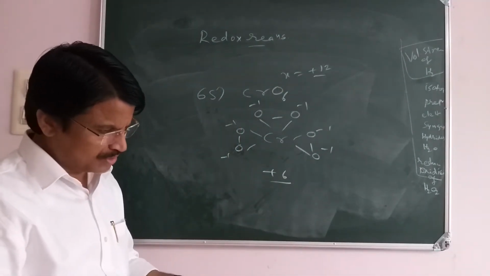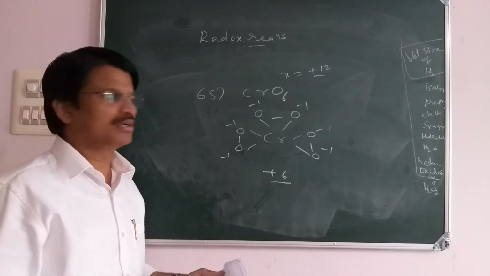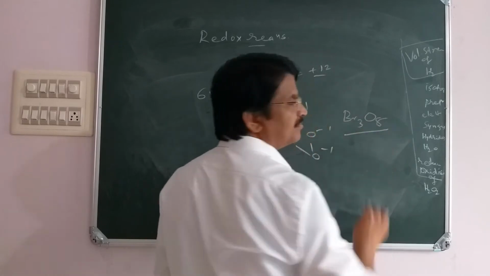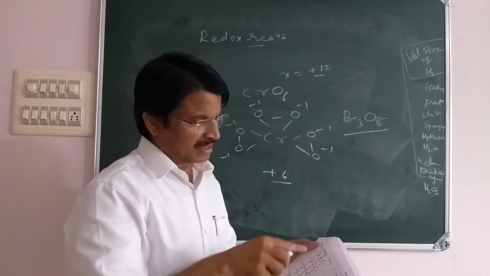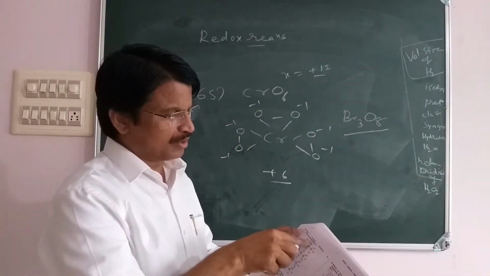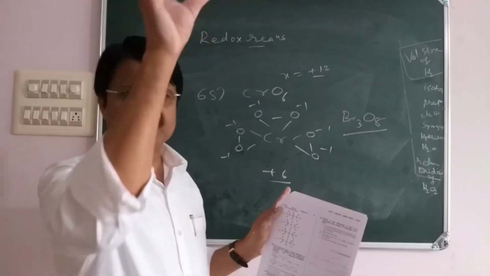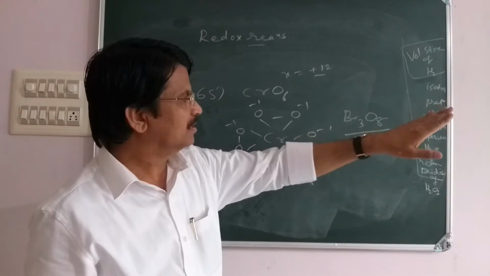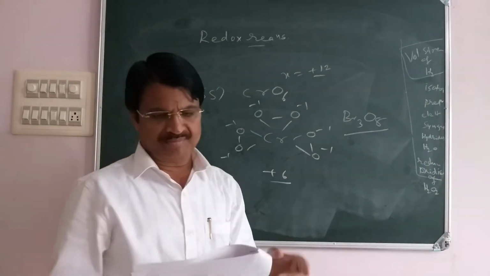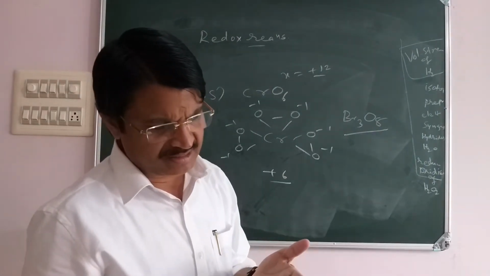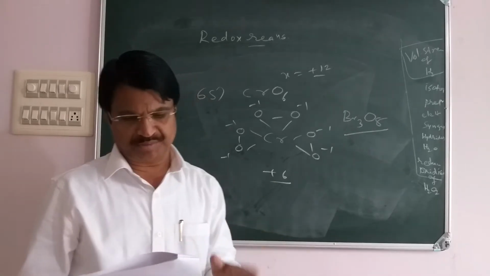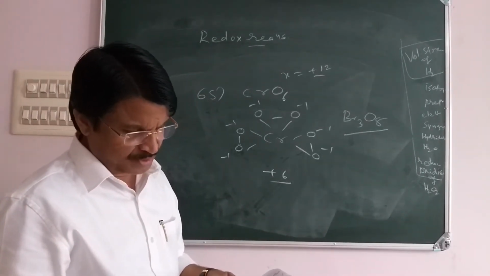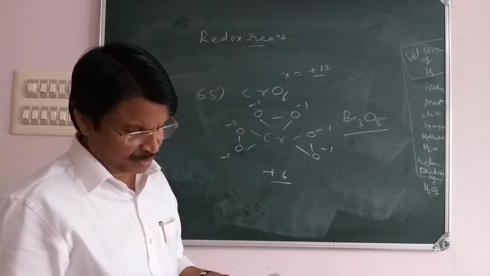Next, one more question. Question number 62. Now I told about Br3O8. They asked here the correct structure of tribromo octoxide. At the ends 3 O, and in between 2 O. That structure given here correctly is option 3. Then now, which of the following reactions are disproportionation reactions?